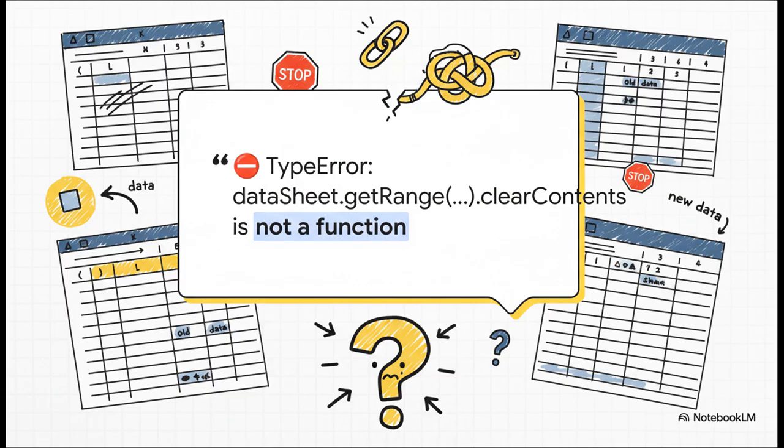And this was the culprit, a type error. The script was trying to clear out the old data before it wrote in the new stuff, but the sheet was basically saying, nope, not going to do it. That clear contents function just wasn't working. So what the heck was going on here?